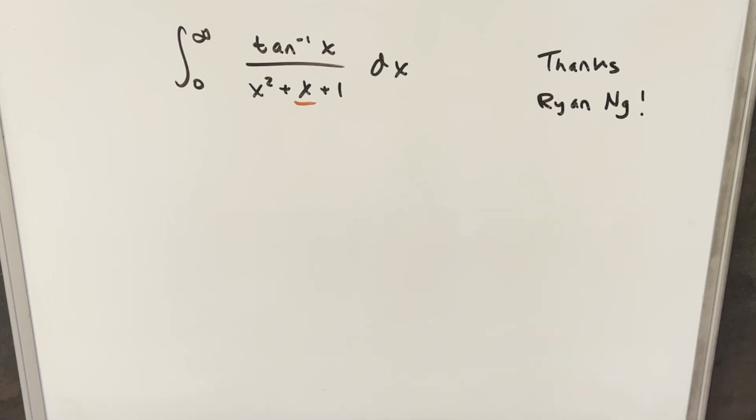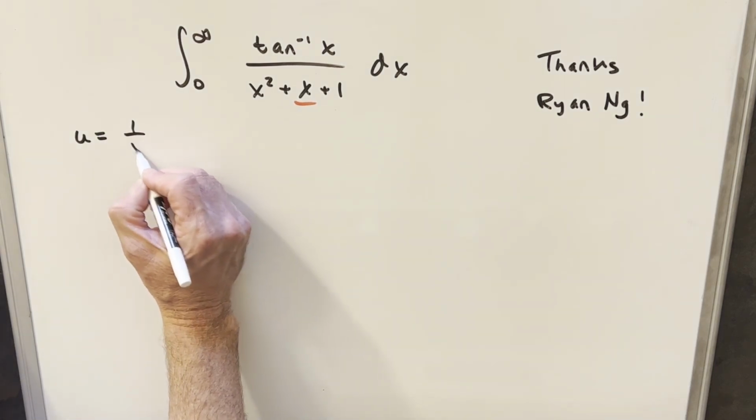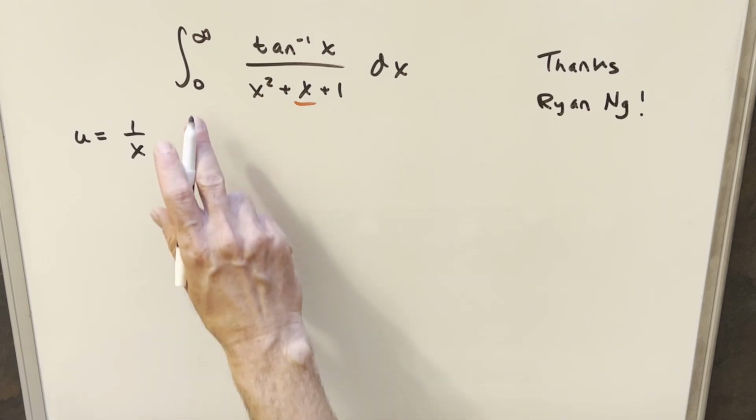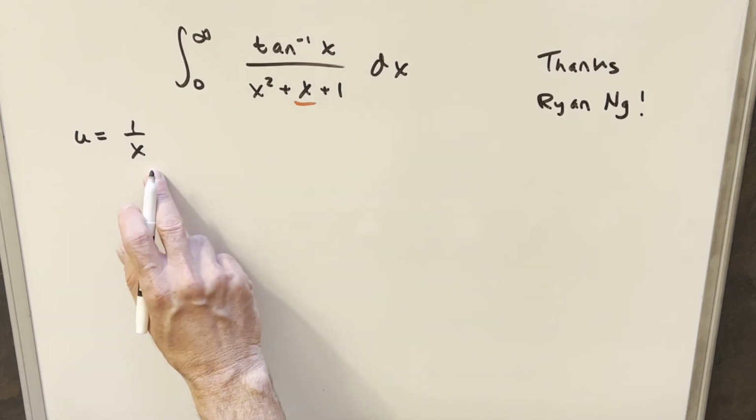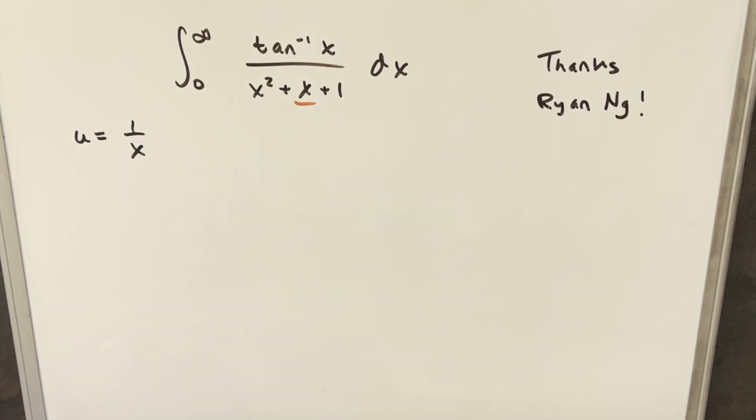And what I thought to do was actually a u substitution. And this u substitution maybe is not completely obvious. I'm going to substitute u equal to 1 over x. And even though we don't have the reciprocal in the bounds, this is actually often a pretty useful substitution. It's going to work out very nicely, as you're going to see.